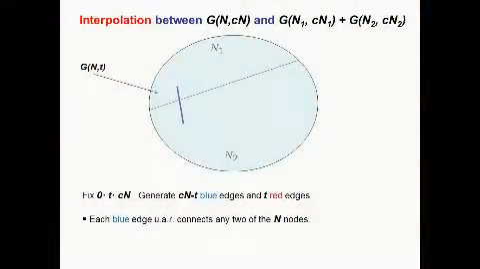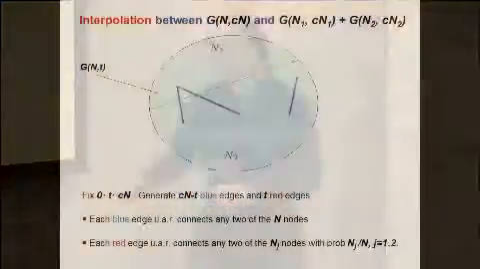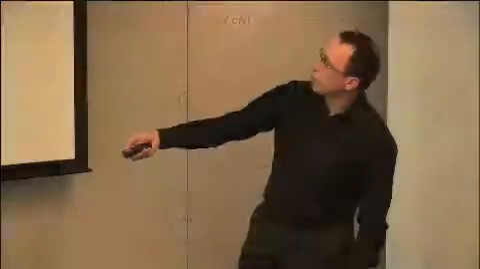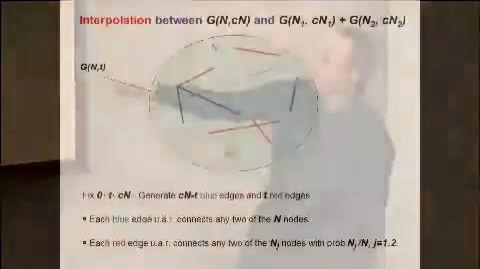Each red edge, so it looks like this. A blue edge might go across parts, or it can be internal, like here. It doesn't matter. The blue edges completely ignore the partitioning. Red edges, however, are generated by conditioning that they belong to one of the parts. Specifically, with probability n1 over n, we choose a red edge uniformly at random in the top part, and with probability n2 over n, we choose it in the bottom. So red edges are always internal.